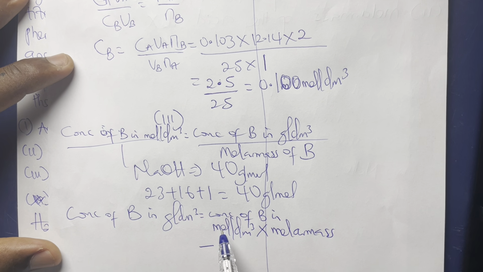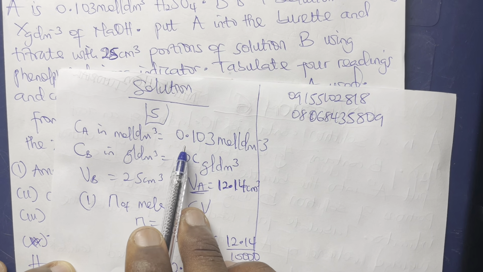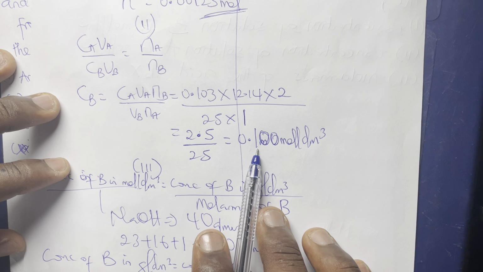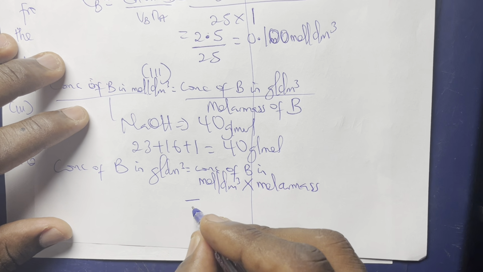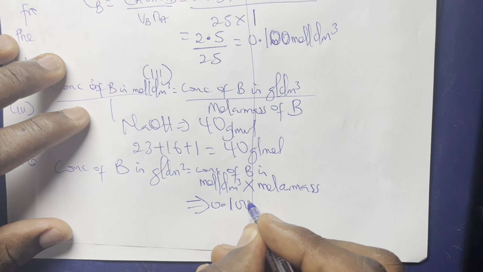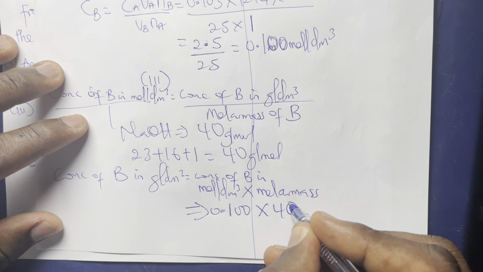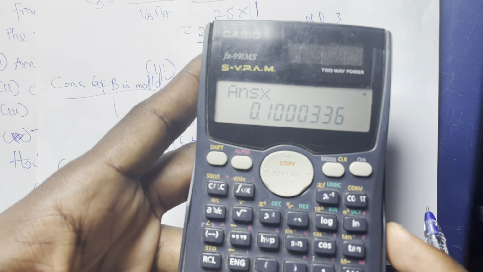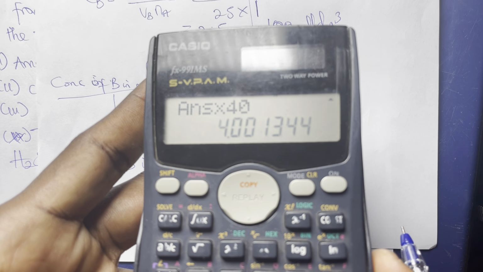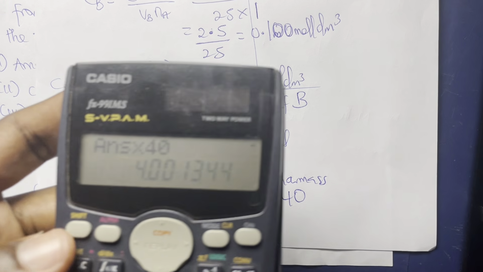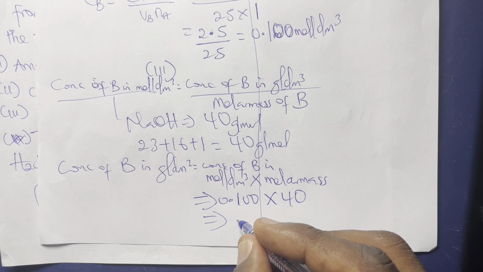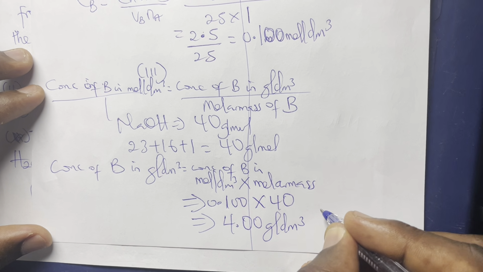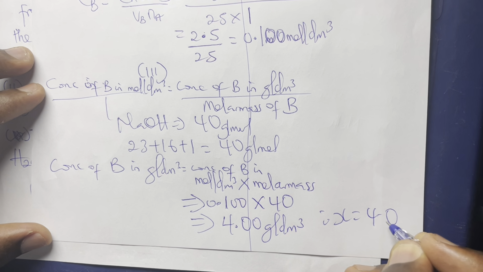So what is the concentration of B in mole per dm cube? That is 0.100. So that will be 0.100 times the molar mass, which is 40. So what does that give? 0.100 times 40. That is 4.0. Can you see? So that is 4.00 gram per dm cube. So that means x is 4.0.